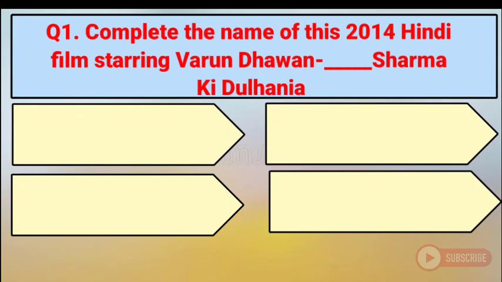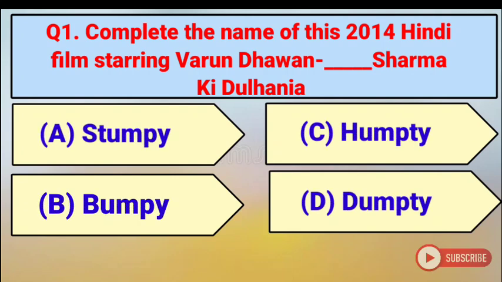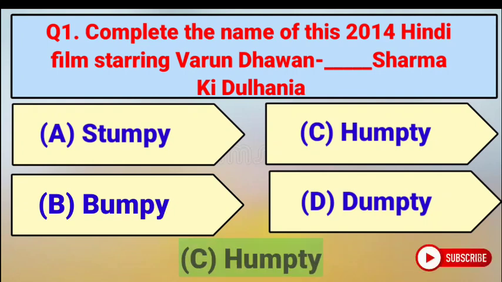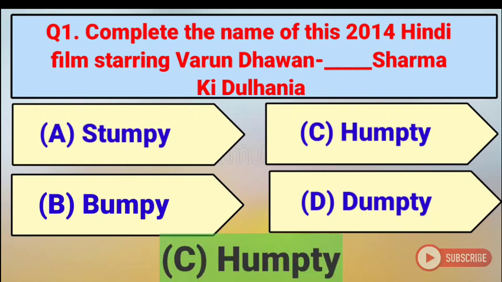1. Complete the name of this 2014 Hindi film starring Varun Dhawan: ___ Sharma Ki Dulhaniya. Your options: A. Stumpy. B. Bumpy. C. Humpty. D. Dumpty. Your correct answer is C. Humpty.